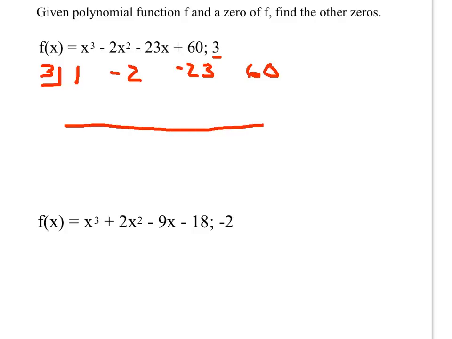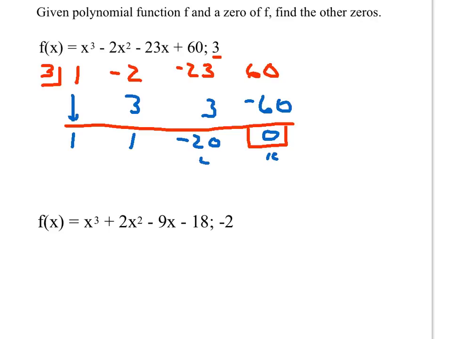Now again, we leave a space, draw the line. We know what our end result should be in this box. We should get a 0. All right? So bring down that first number and then follow the pattern. Multiply, add. Multiply, add. Multiply, add. All right, so it should look something like that. Now, here's our remainder, here's our constant, here's our x term, here's our x squared term. So what we have then is x squared plus x minus 20 equals 0.